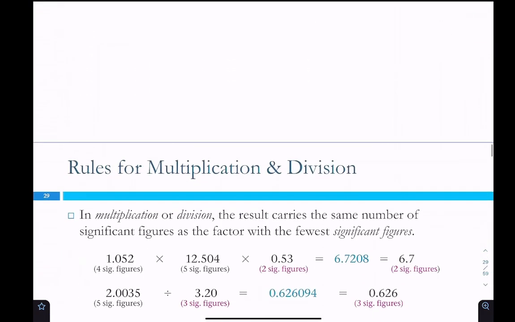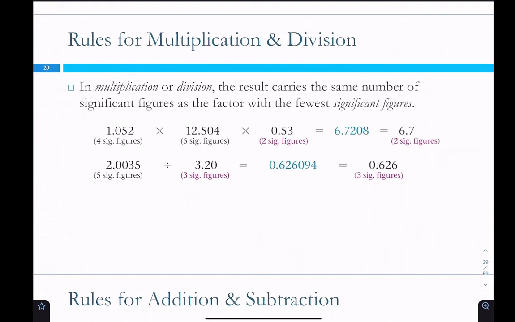So, rules for multiplication and division, I think this one's the easiest. You look at all of the numbers that you're multiplying or dividing, and you pick out which one of them has the smallest number of sig figs, and that's the number of sig figs that your answer gets. The vast majority of calculations in chemistry end up being just this, because we primarily do unit conversions. So you can usually take the first one and say, oh, the end answer will have the same number of sig figs.